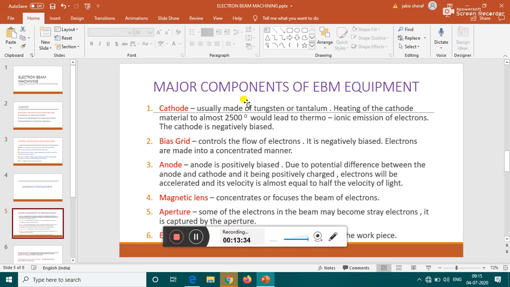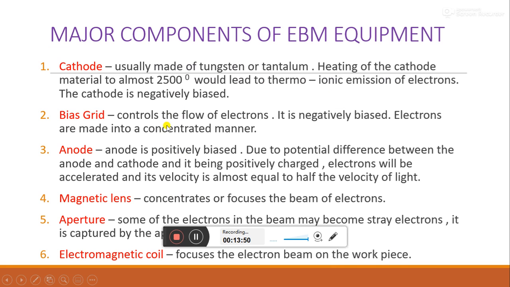Now this is the explanation. Cathode is usually made of tungsten or tantalum. Heating the cathode material to almost 2500 degrees would lead to thermionic emission of electrons. This cathode is negatively biased. Then you have a bias grid, which controls the flow of electrons. It is negatively biased. Electrons are made into a concentrated beam using the bias grid.